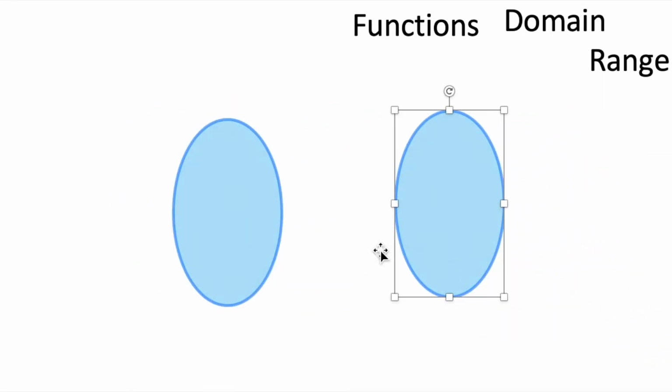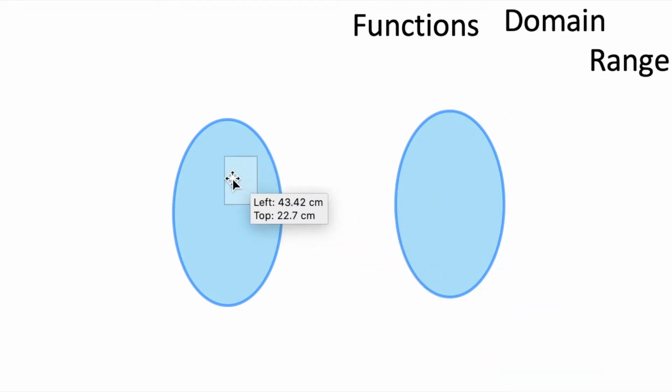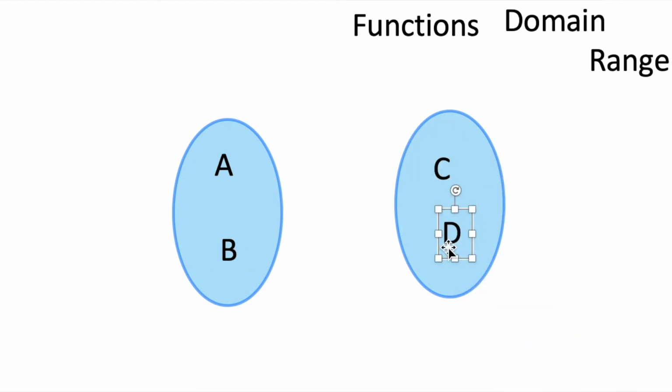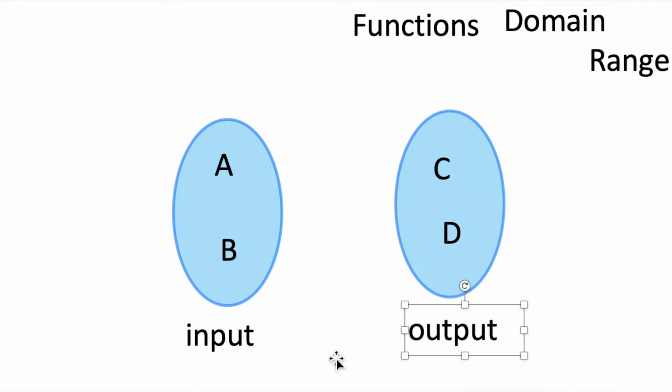So here we got our two sets of values. Let's say in this set of values we have A and B, and in this one C and D. And so each value in the first set corresponds to another value in the other set, and we have a term for this. So we'll call the first one the input and the second one the output. You could almost think of it as like a machine, where if you input something, it'll transform it into something else.